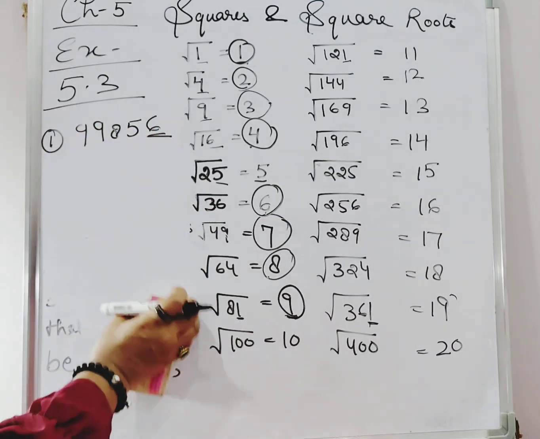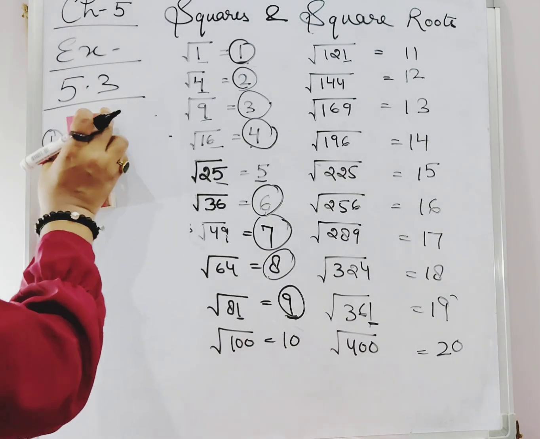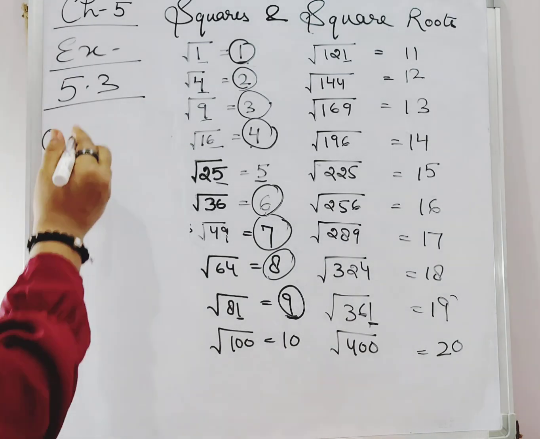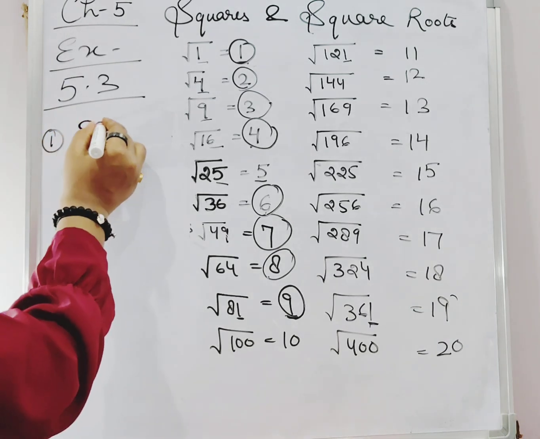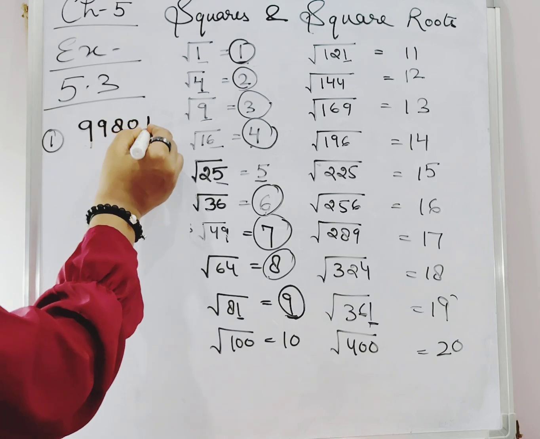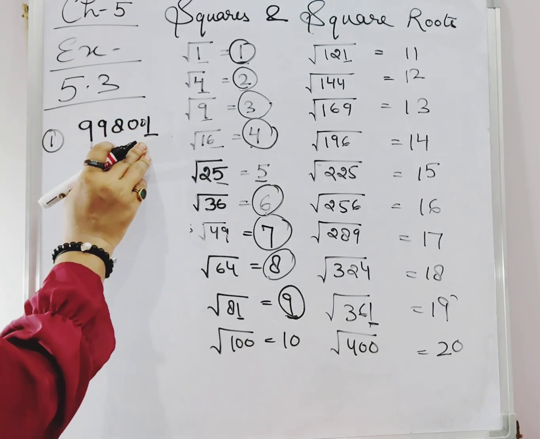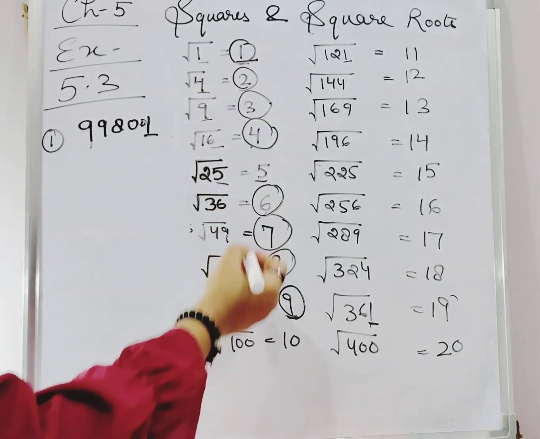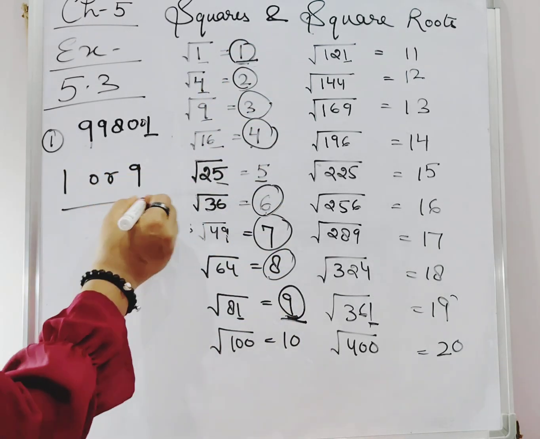Next one that is given is 998001. It also ends with 1, so the ones digit will be either 1 or 9. Got it?